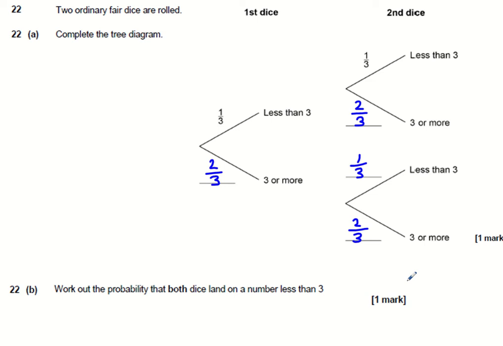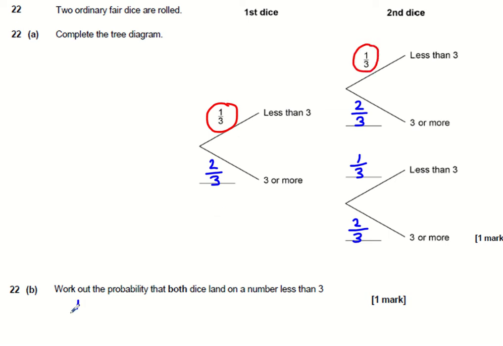Now this is a combined probability. If you want to work out the probability of two events happening, in which case we roll the dice first and get a number less than 3, then we roll the dice a second time and get a number less than 3, and we want to work out the probability that both land on less than 3, which means we're taking both probabilities that are less than 3, which is the 1/3 for the first dice and 1/3 for the second dice, and we multiply them together.